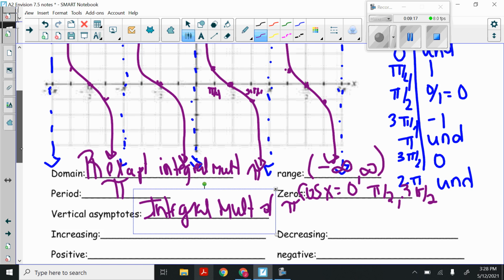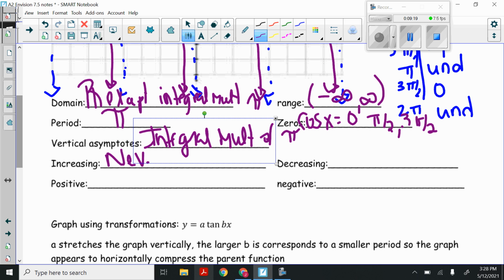Increasing, the cotangent graph is never increasing. It is always decreasing. Positive above the x-axis, negative, sorry, below the x-axis.